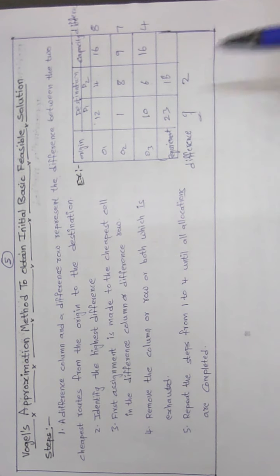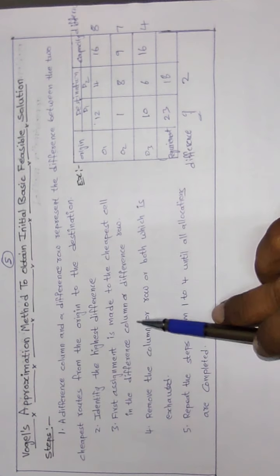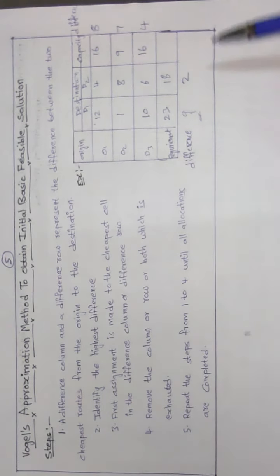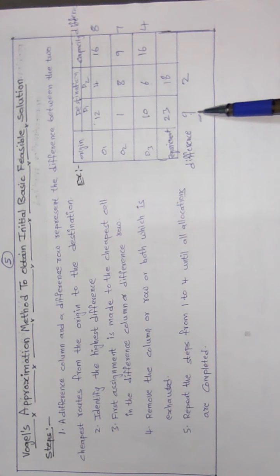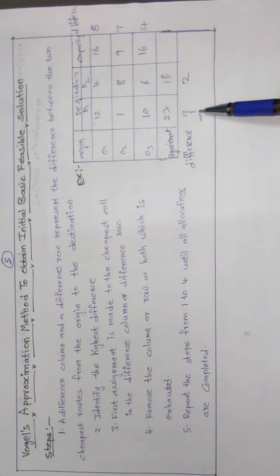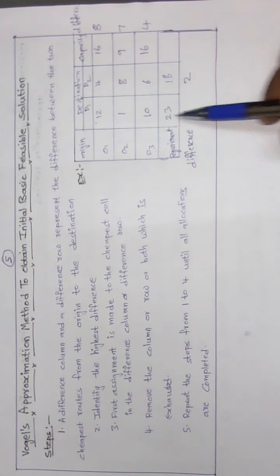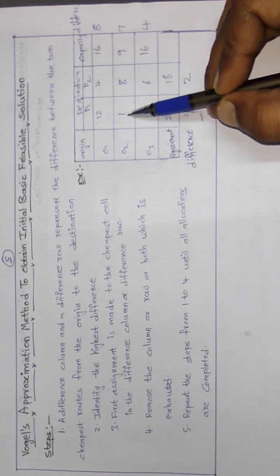Next, the first assignment is made to the cheapest cell in the difference column or difference row. That means we have to identify the column or row which has the highest difference, and in that column or row we have to assign the number of goods. For which cell do we have to assign? For the cheapest cell in that highest difference column. So in this column, destination D1, what is the cheapest cell? 1 is the cheapest cell, that we have to identify.